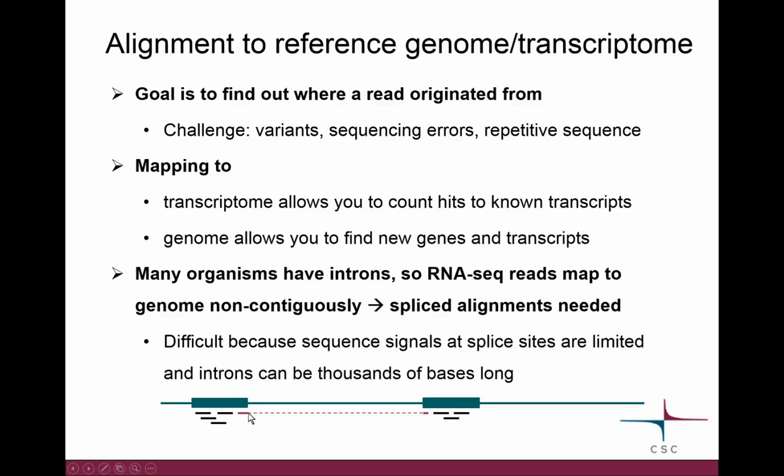So somehow the aligner program has to be able to place this correctly to figure out exactly where this border is. And this is the difficult thing, because this distance can be thousands of bases long. On the other hand, there are some splice site signals, but they are very weak, so you cannot rely on that. So this is the big challenge, and this is why running these aligner programs for RNA-seq can take a lot of time.